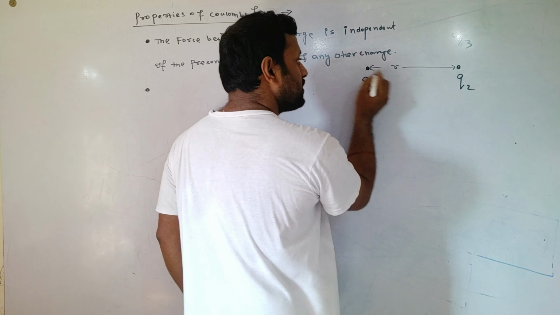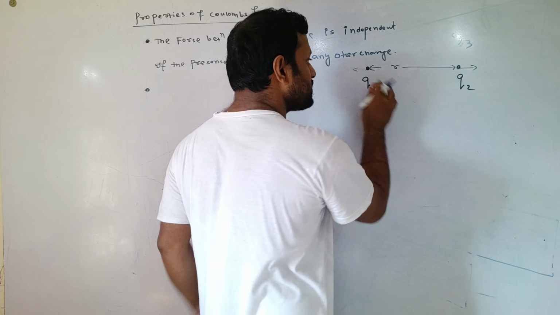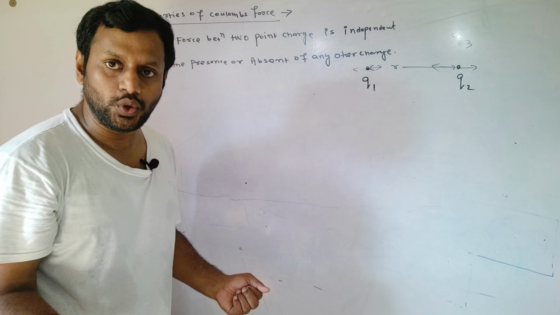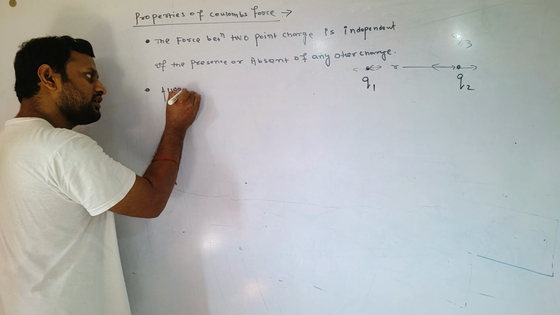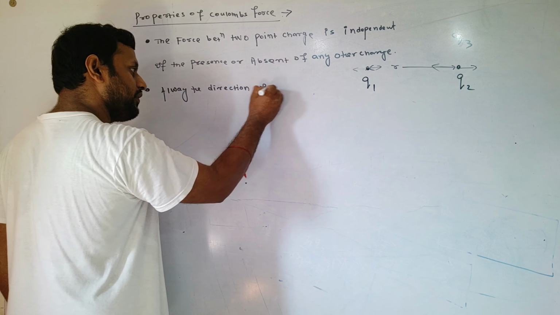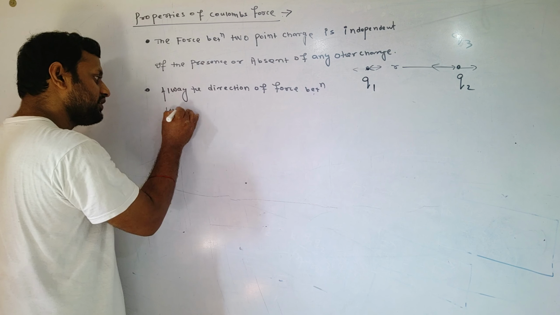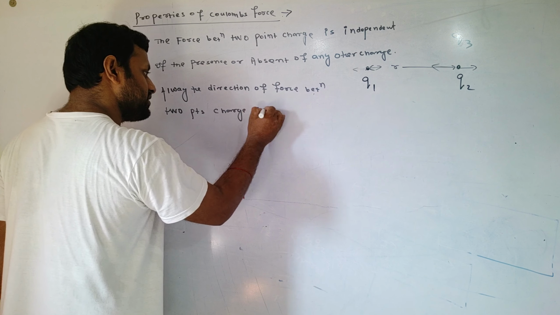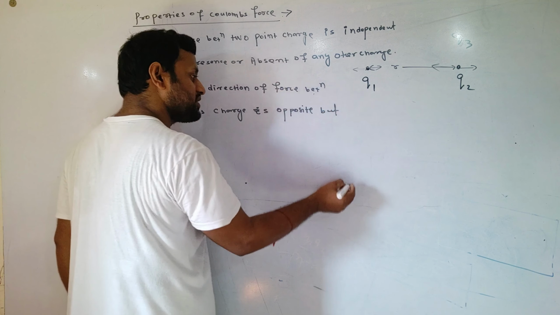Next point, the direction, always it is true. Suppose this is plus and plus. So if it is plus and plus, here is the force direction and here is the force direction, that is opposite. Suppose it is plus and minus, then this is attraction. So always the direction of force between two point charges is opposite in nature, but its magnitude is the same.